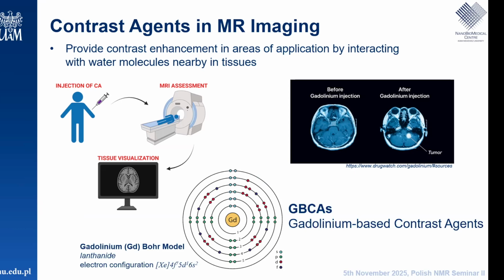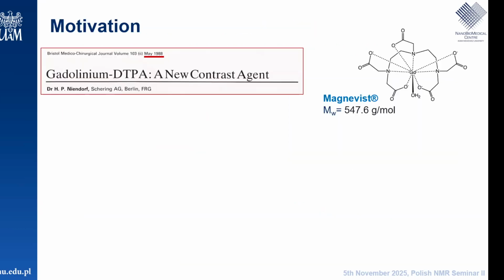So maybe you know gadolinium is an element of the lanthanide group, and it has great paramagnetic properties thanks to the 7 unpaired electrons. Unfortunately, gadolinium itself is very toxic. That's why it should be administered to our body as, for example, a chelate.